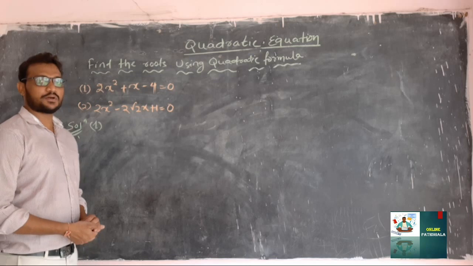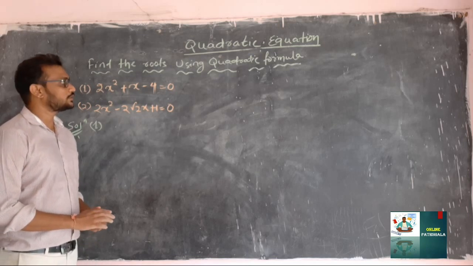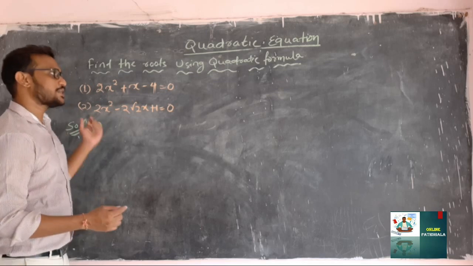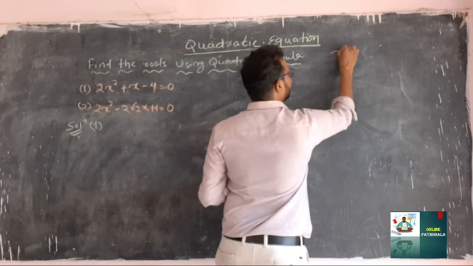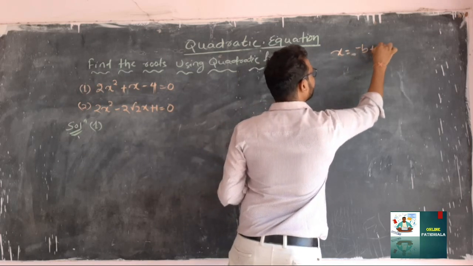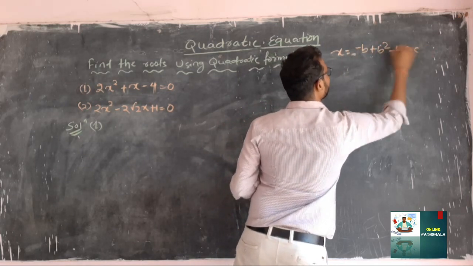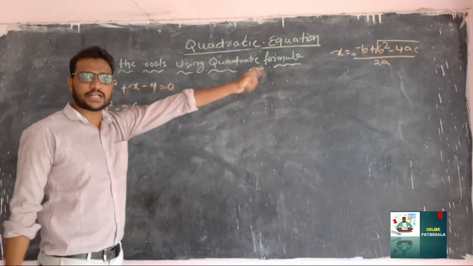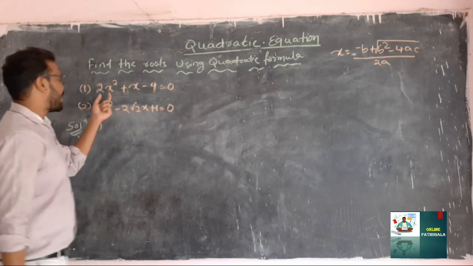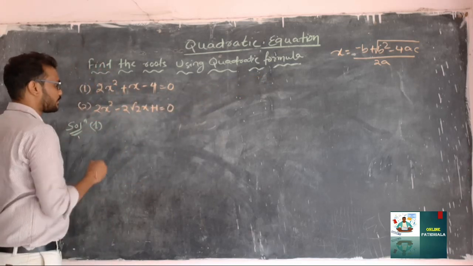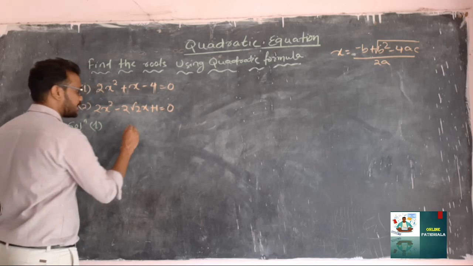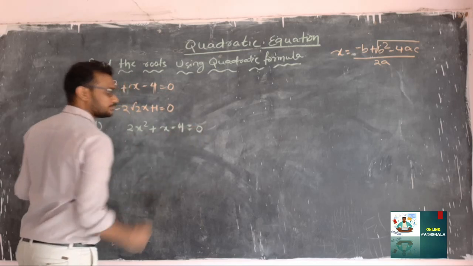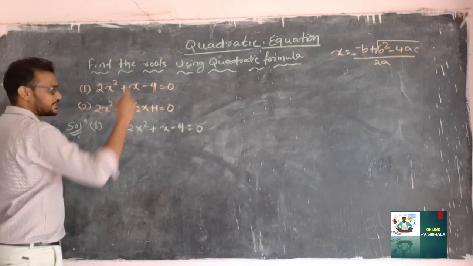In this video we are going to do some questions of quadratic equations by using the formula. As we know, the formula is x = (-b ± √(b² - 4ac)) / 2a. We are going to use that formula and try to find out the roots of this equation. The equation given is 2x² + x - 4 = 0.